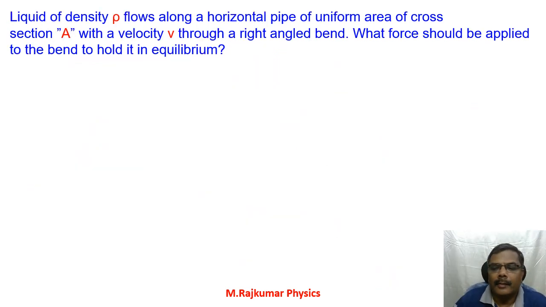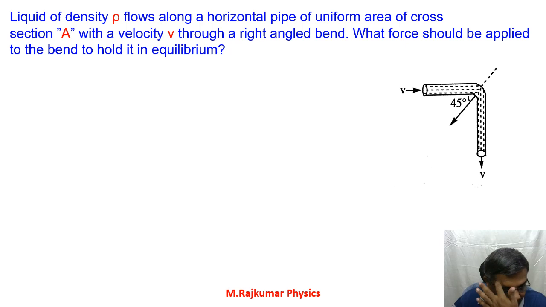Okay. So coming to the next question. Liquid of density rho flows along a horizontal pipe of uniform area of cross section A with the velocity v through a right angle bend. What force should be applied to the bend to hold it in equilibrium?